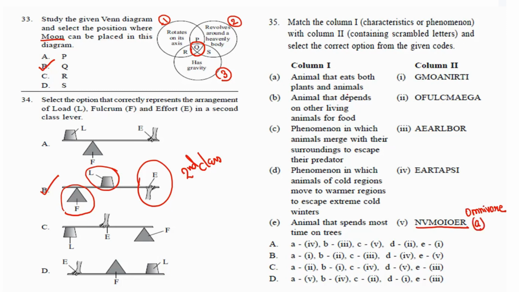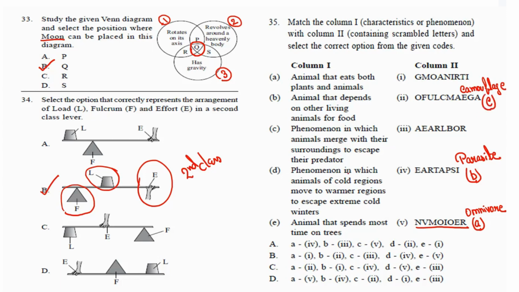Let's see. Animal that depends on other living animals for food. So the animals that depend on other animals for food are the parasites. So if you unscramble the fourth one, it will be parasites. So this will be option number B. The third option says phenomenon in which animals merge with their surroundings to escape their predator. So this is the property of camouflage. So if you see, option number 2 is camouflage, right? So this will be C.